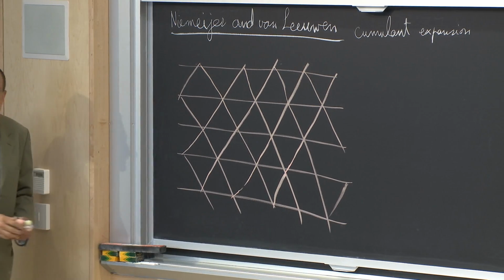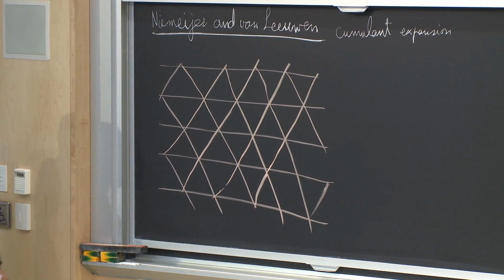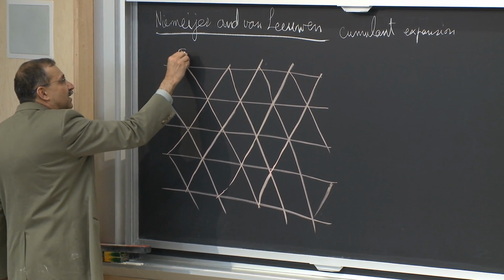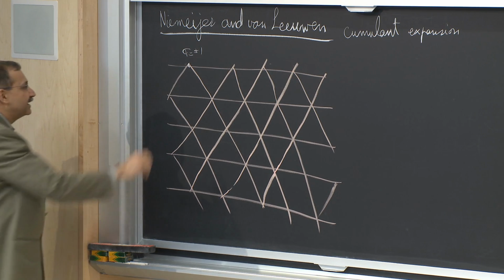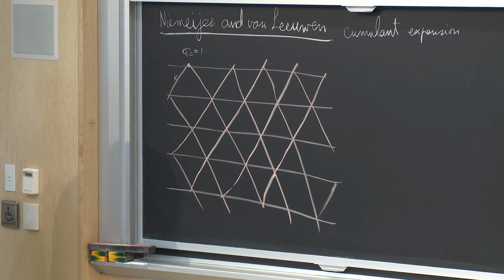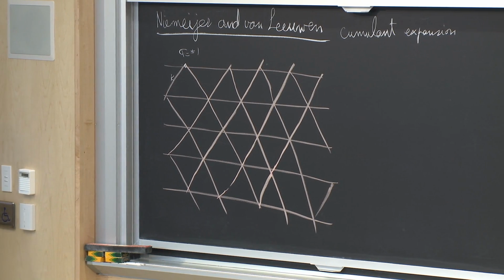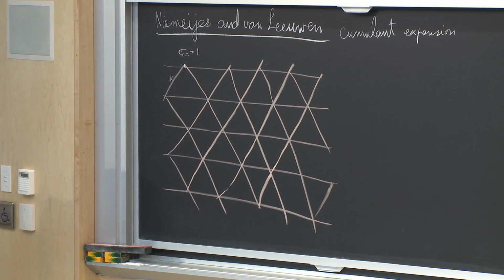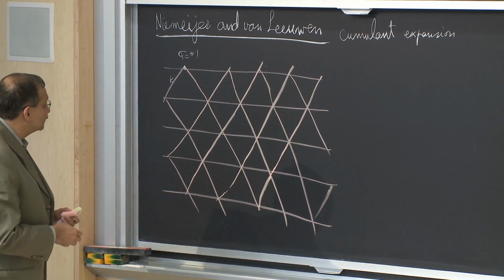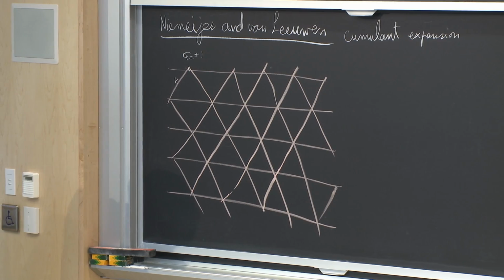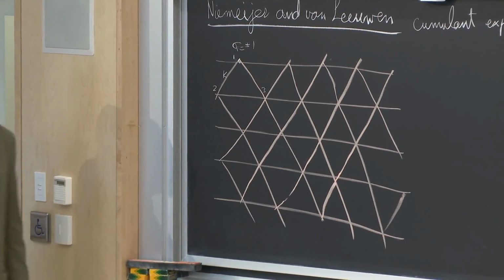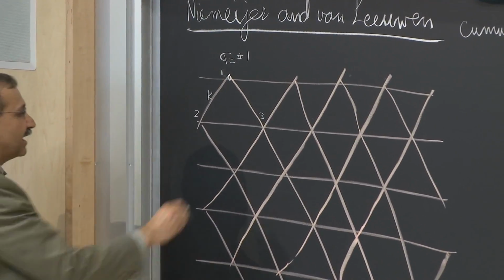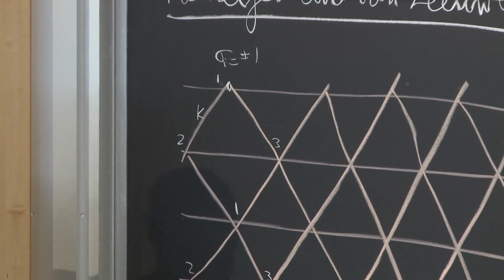Okay, so basically we put our spins sigma i, plus or minus 1, on the sites of this. And we put an interaction k that operates between neighbors. And we want to do a renormalization in which we reduce the number of degrees of freedom. What Niemeijer and van Leeuwen suggested was the following. You can group the sublattices of the triangular lattice into 3. I have indicated them by 1, 2, 3.